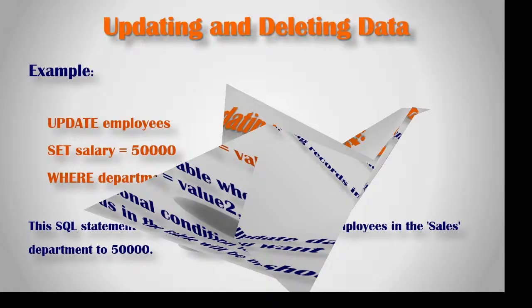Deleting data. The DELETE statement is used to remove one or more records from a table based on specified conditions. Here's the basic syntax: DELETE FROM table_name WHERE condition. Table name is the name of the table from which you want to delete data. WHERE condition is an optional condition to specify which records should be deleted. If omitted, all records in the table will be deleted.